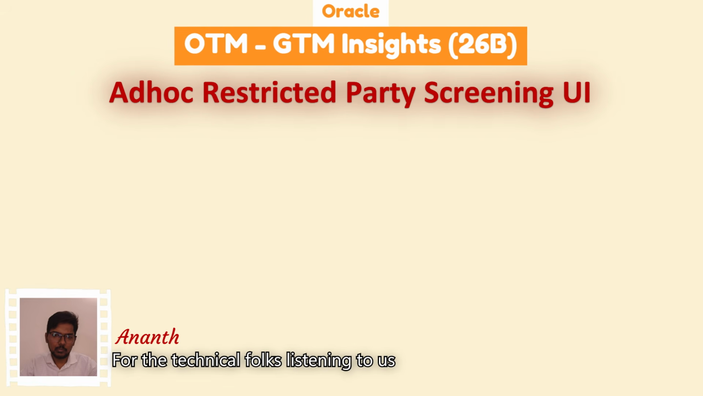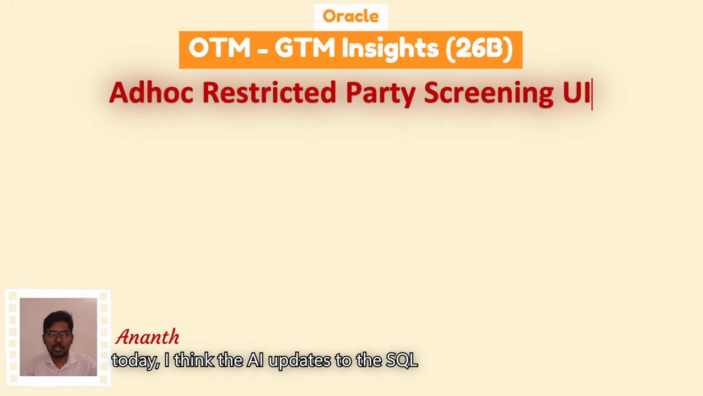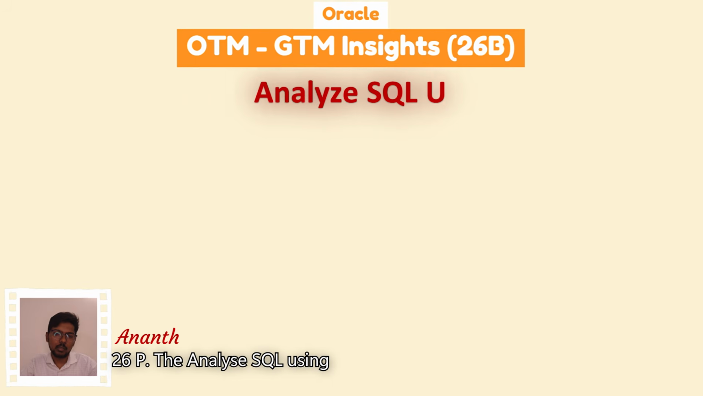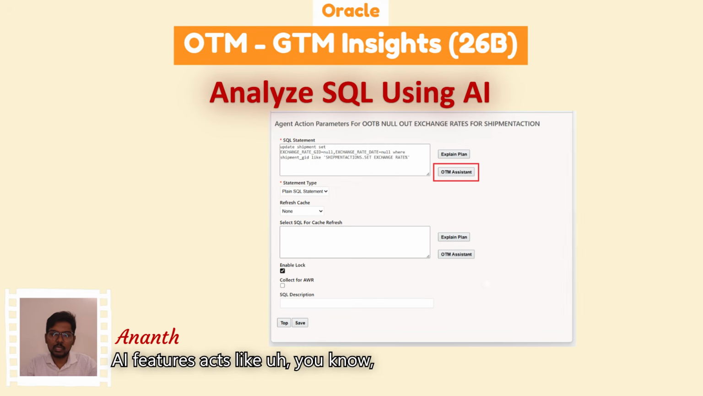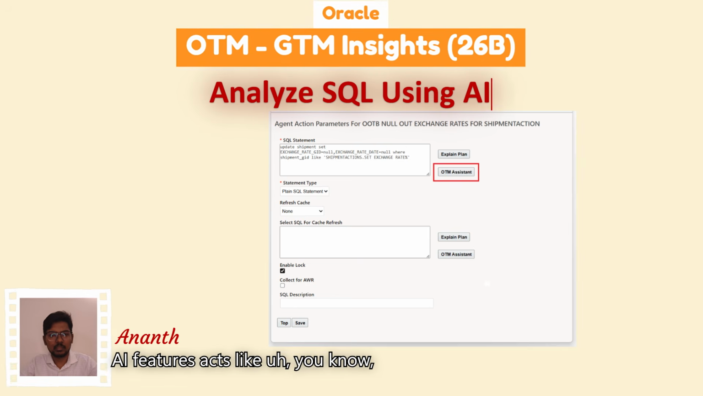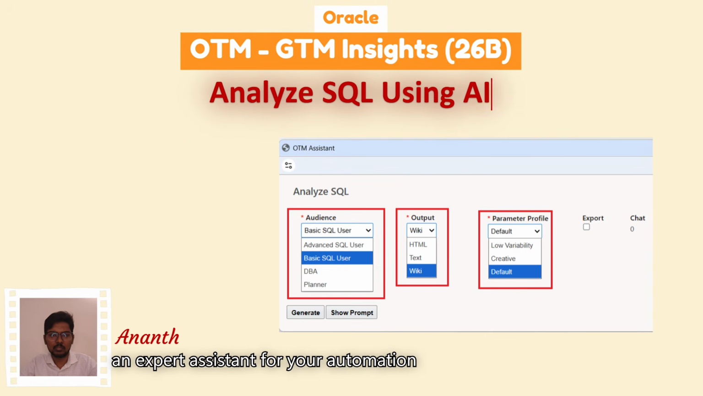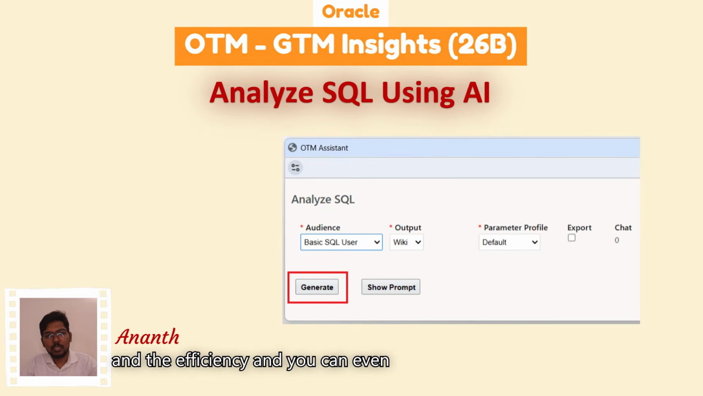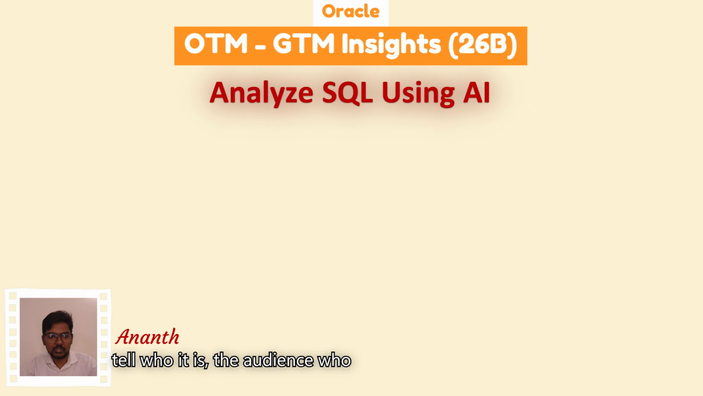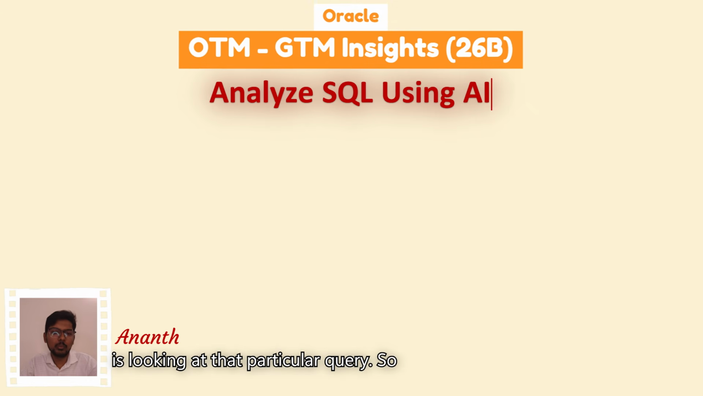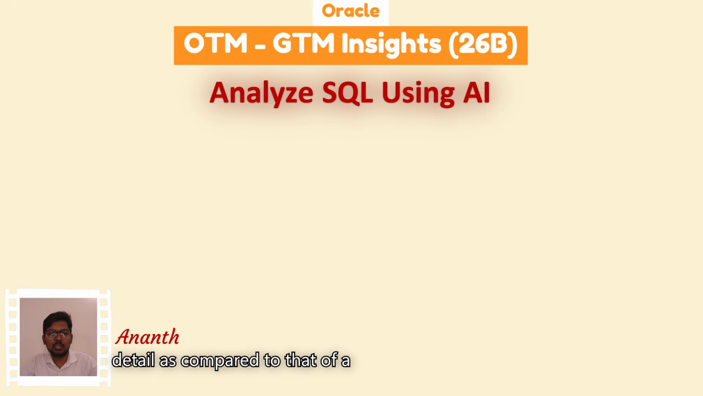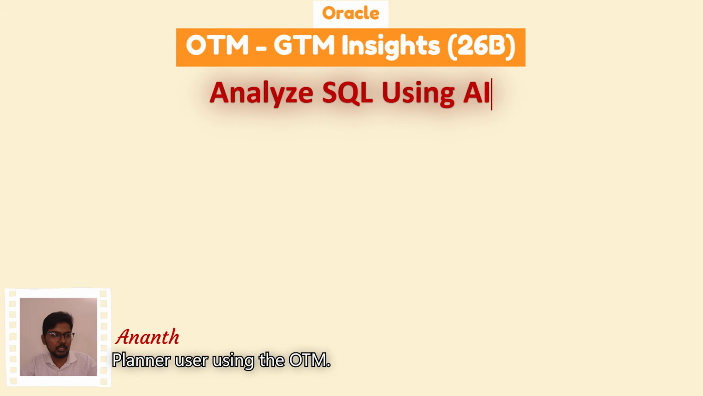For the technical folks listening to us today, I think the AI updates to the SQL tools are some of the coolest features in 26B. The Analyze SQL using AI feature acts like an expert assistant for your automation agent SQL. It gives feedback on syntax and efficiency, and you can even tell it who the audience is looking at that particular query. So a DBA gets a different level of detail as compared to a planner user using the OTM.